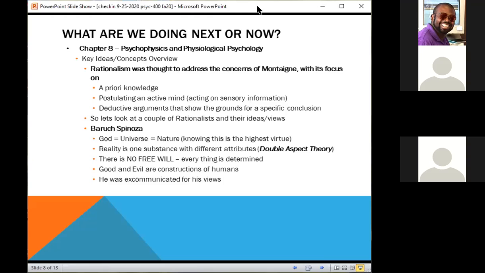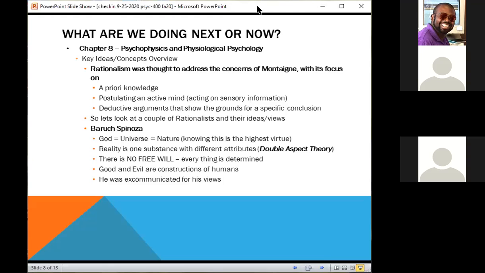And so that was one of the key things that led the rationalists to try to address the issues of Montaigne and some of those general issues about skepticism that we covered at the very beginning of this presentation. So let's look at a couple of the rationalists discussed this particular week. One of them is Baruch Spinoza.